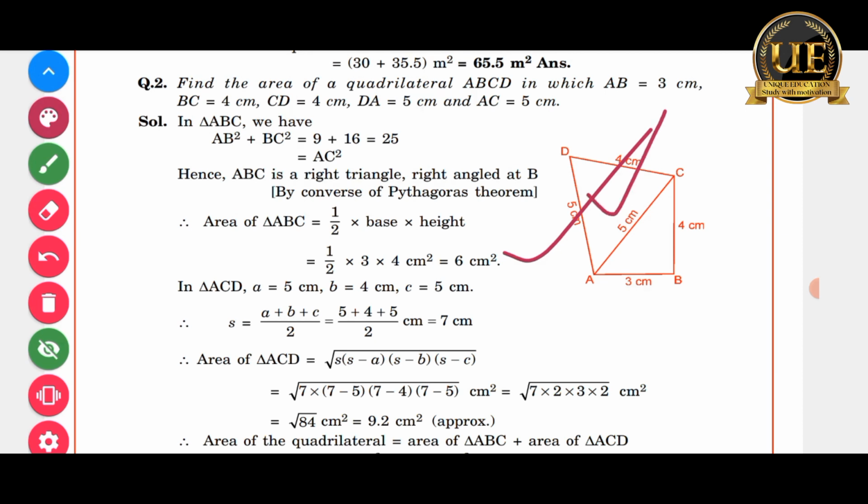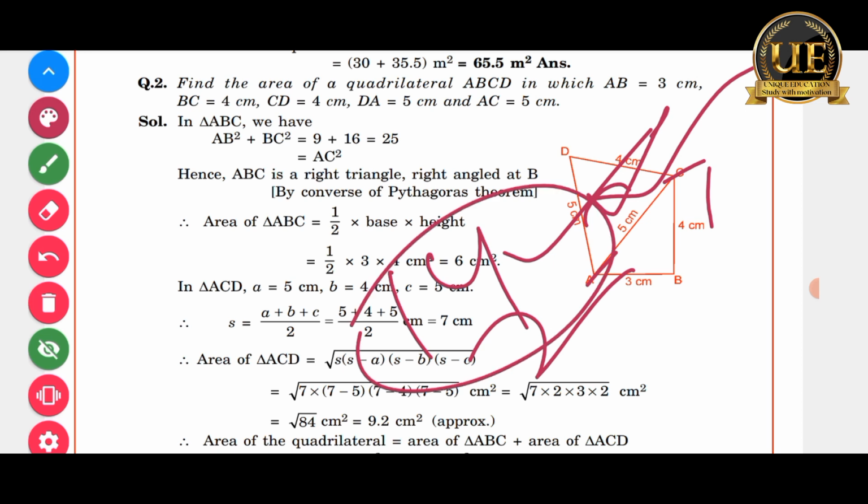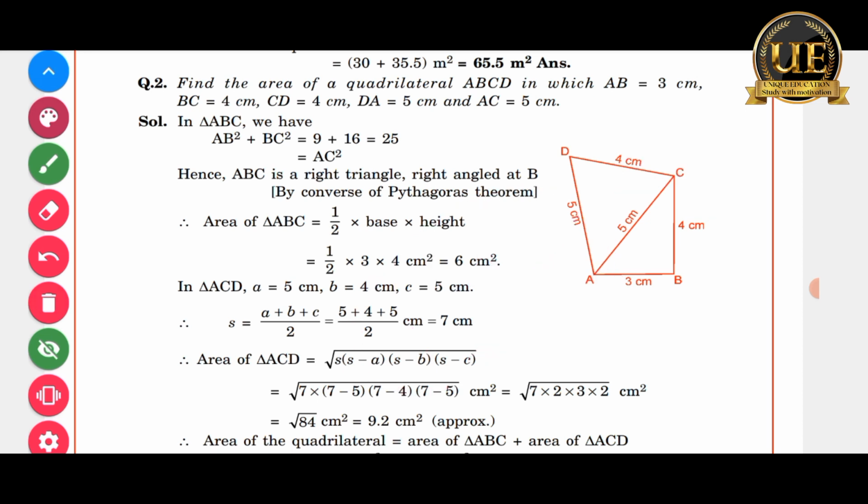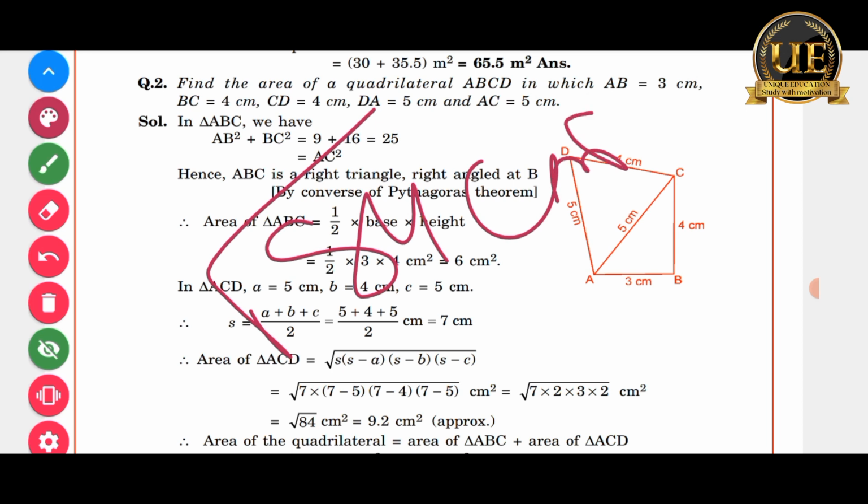In triangle ACD, A is equal to 5 centimeter, B is equal to 4 centimeter, C is equal to 5 centimeter. So S is equal to 5 plus 4 plus 5 by 2, is equal to 14 by 2, is equal to 7 centimeter. Then put Heron's formula, that is root of S into (S minus A), (S minus B), (S minus C). That we find root of 84 centimeter square, that is 9.2 approximately.